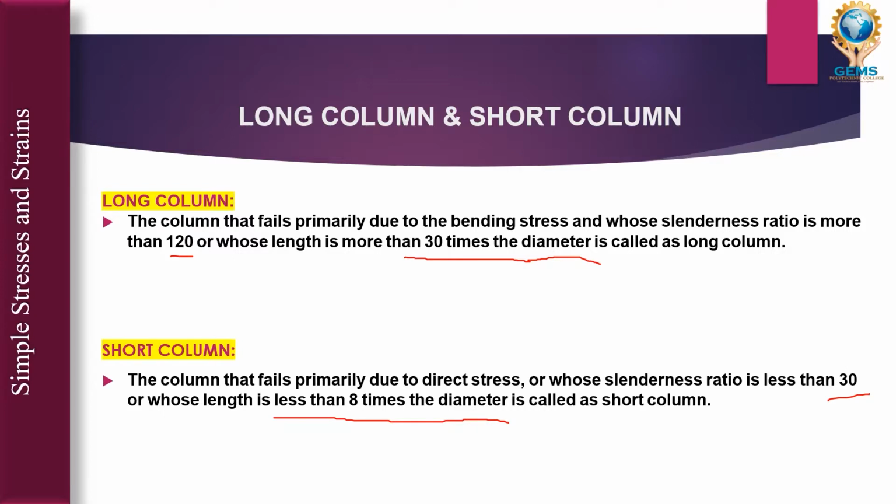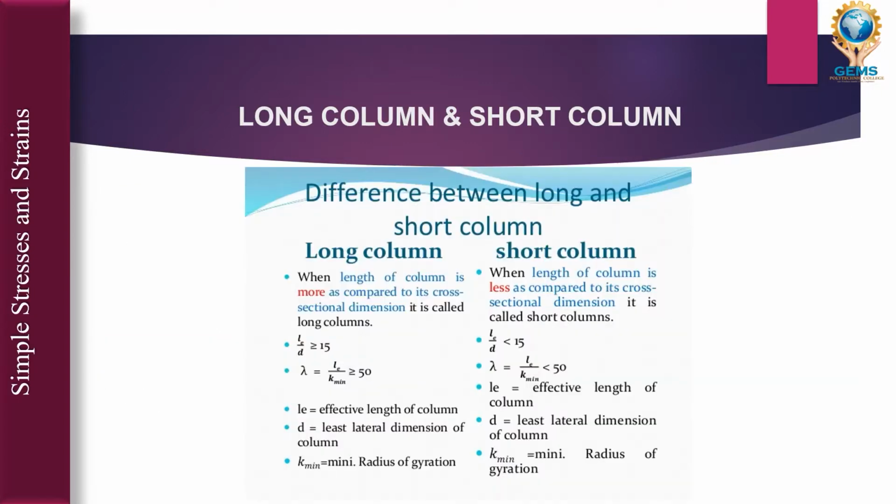First one is slenderness ratio is more than 120 in long column, but in short column slenderness ratio is less than 30. And length is more than 30 times the diameter in long column, but length will be less than 8 times the diameter in short column. Understand? Now we will see what are the differences between long column and short column.